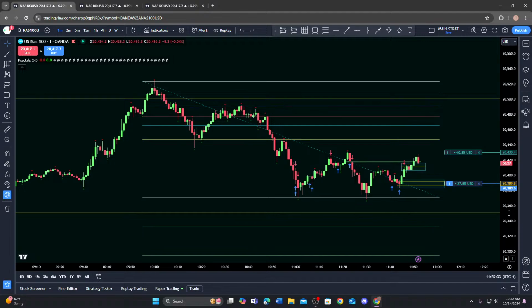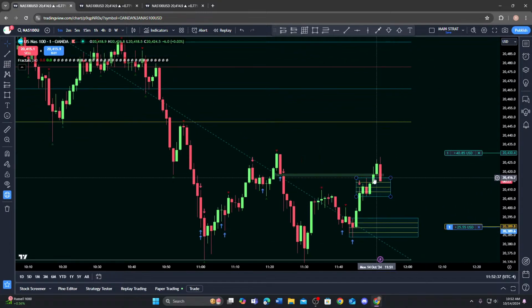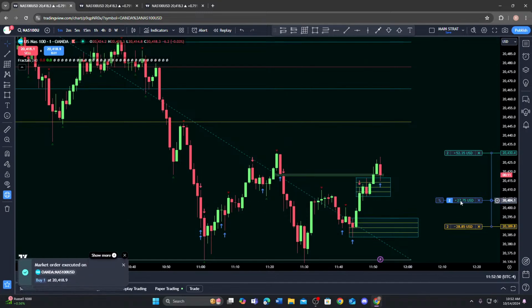Okay, trading inside that volume imbalance. It would be nice if we could wick above this volume imbalance here. We do have a fair value gap here, and we will actually take another buy here because we're doing drills. We're doing practice.